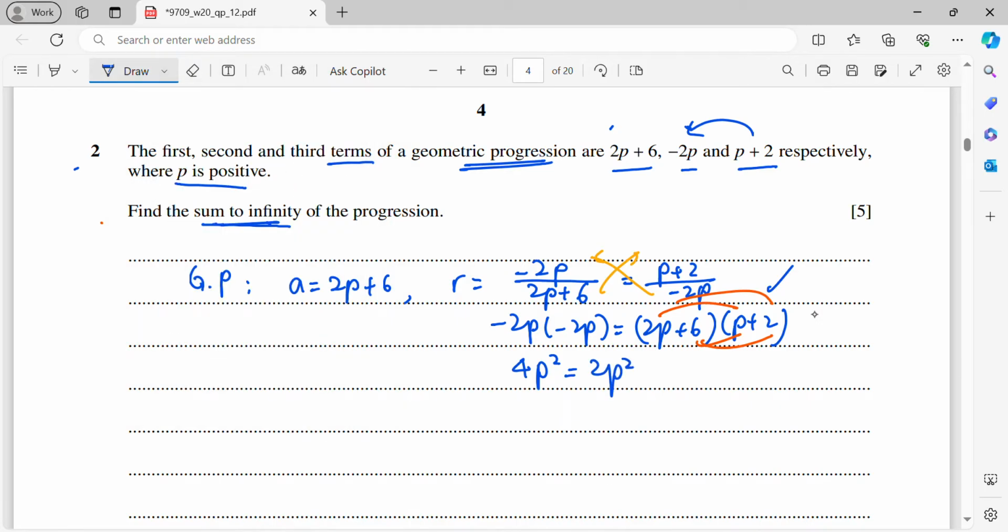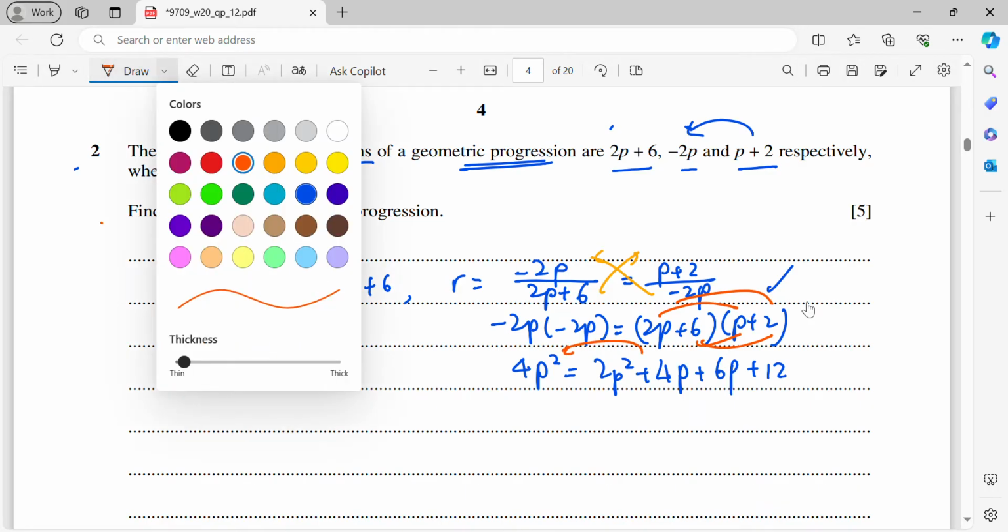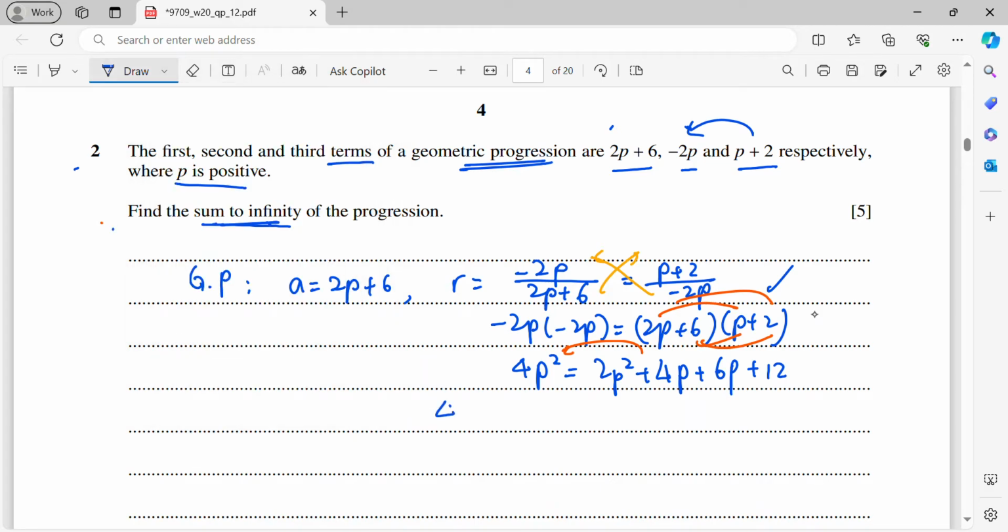Okay, then 2p times 2, 4p. 6 times p, 6p. 6 times 2, it will be 12. Okay, so since the term on the left hand side is 4p squared, therefore I will move all the terms to the left side. Okay, then here I will be getting 4p squared minus 2p squared.